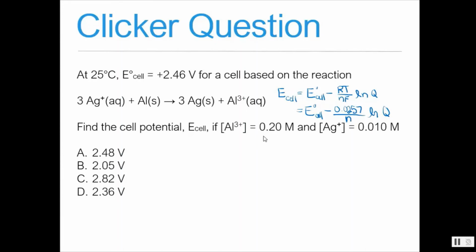Q is products over reactants. You're given the concentration of the aluminum. You're given the concentration of the silver. Make sure you square, cube, quadruple where it's appropriate, and you should get one of these 4 answers here for the cell potential.